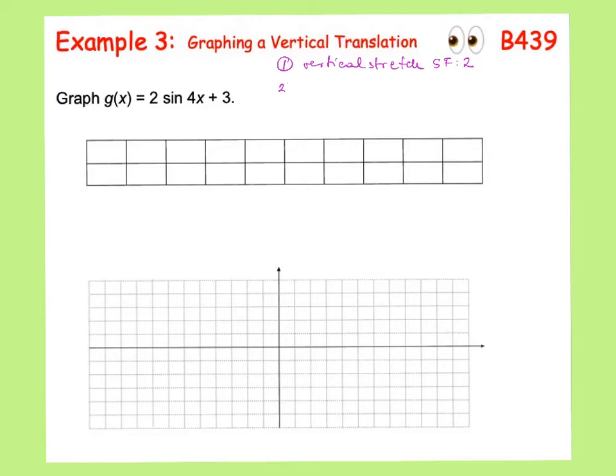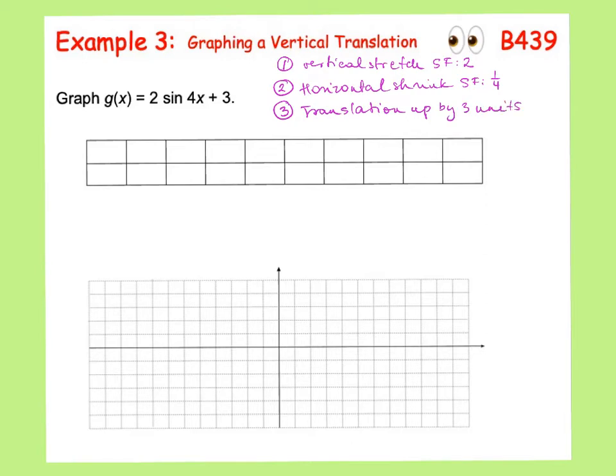Transformation number 2 is a horizontal shrink by a scale factor of 1/4. And the last transformation is a translation up by 3 units.